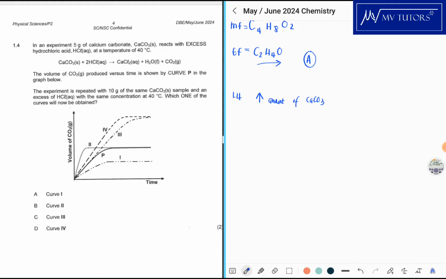The experiment is repeated with 10 grams of the same calcium carbonate sample and an excess of hydrochloric acid with the same concentration at 40 degrees. Okay, so which one of the following curves will be obtained? This is now where your rate of reaction comes in. The temperature is the same, but now we have increased the amount of calcium carbonate. What effect does it have? Remember, we're looking now at what influences the rate of reaction. That would be your surface area, is there a catalyst, temperature, nature of reactants, concentration. So here, when we increase the amount of calcium carbonate, remember calcium carbonate is our limiting reactant.